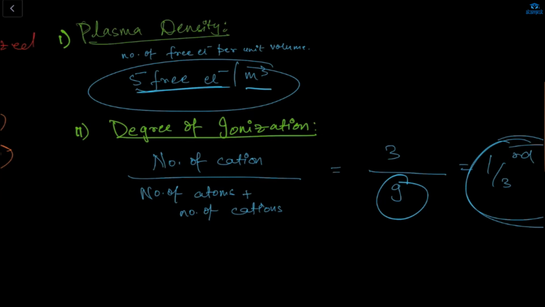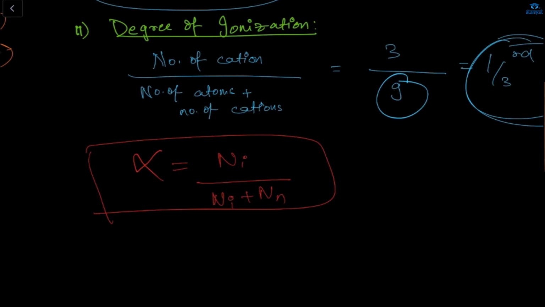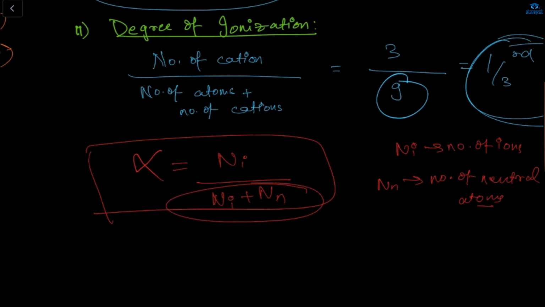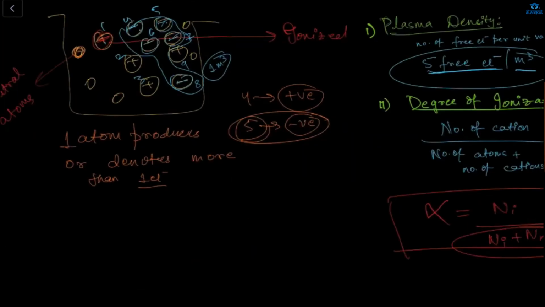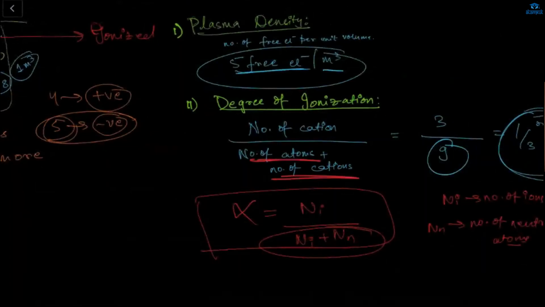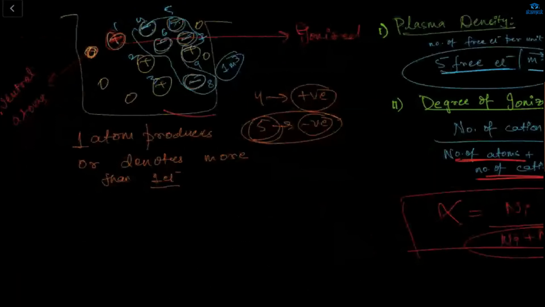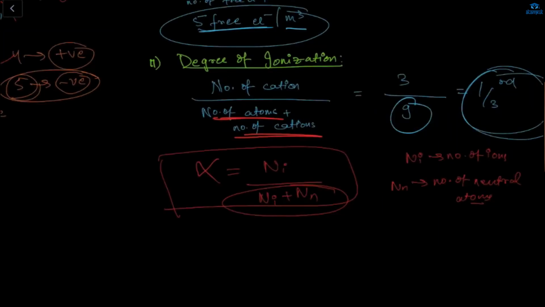Okay. So let me write one formula. The formula is Ni upon Ni plus Nn. What is Ni? Ni is the number of ions, and Nn is the number of neutral atoms. So Ni plus Nn is the total number of atoms before ionization. See here also, number of atoms plus number of cations before ionization means here total is 9. And number of cation is 3, the thing which is not ionized. And this is the formula.